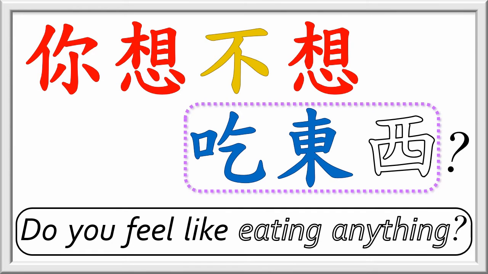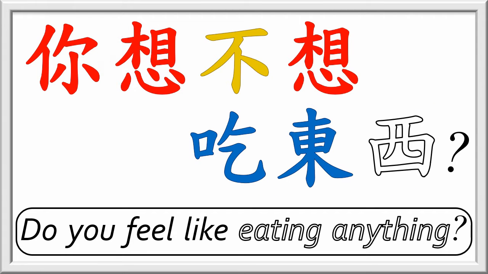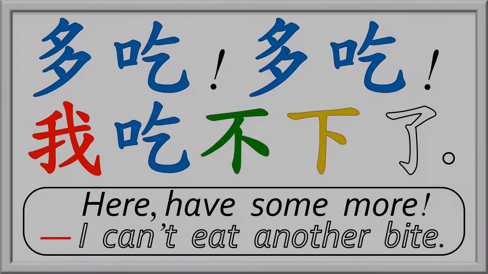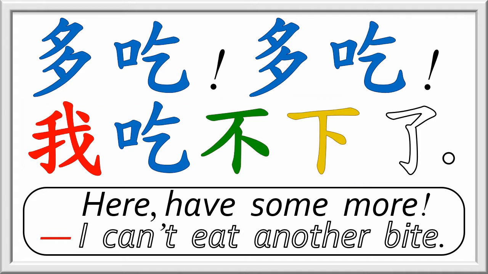你想不想吃东西? Do you feel like eating anything? Chinese hosts will always encourage their dinner guests to eat until full, or even beyond that point. They will often add second or third helpings of food to your plate as a courtesy, saying, 多吃,多吃, to which you may reply, 我吃不下了. I can't eat another bite. Literally, I can't eat it down.